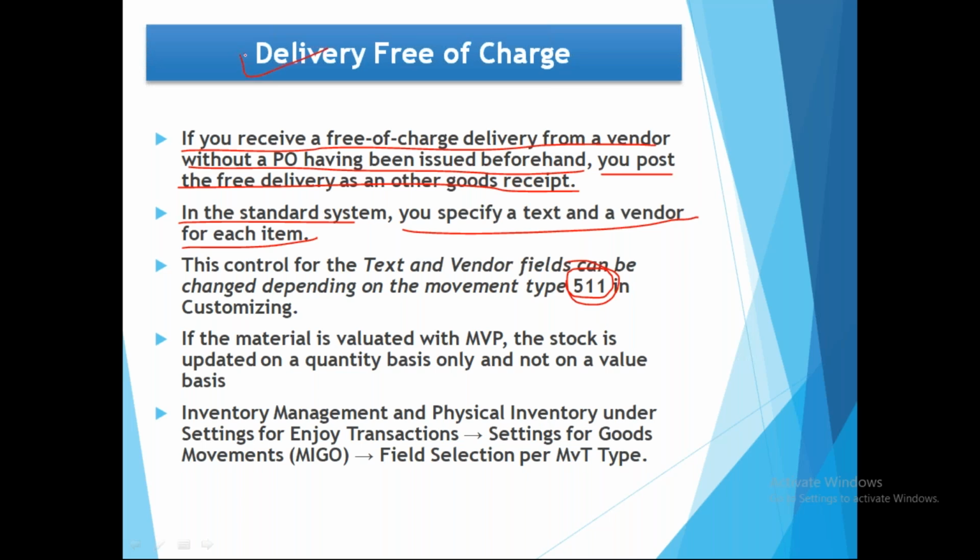When you do this delivery free of charge, if the material is valuated with MAP, the stock is updated on a quantity basis only and not on a value basis. That means as this is a free delivery, he is not going to charge us anything, so value will not get updated for the material. Only quantity will get updated. That means there will not be any accounting document here. The system will generate only a material document. So when you do this 511 movement type, the system will ask you to enter some text and vendor number.